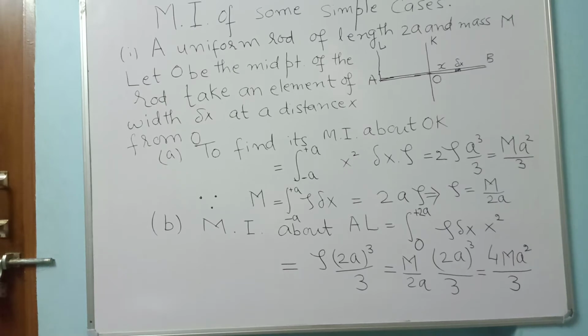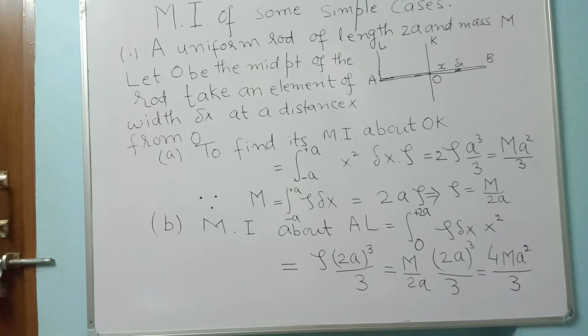Now the next case. What is the next case? We want to find out the moment of inertia of the same rod about an axis AL. This axis is perpendicular to the rod and passing through one end of the rod. So here also you are going to do the same thing, but the only difference is that now you will take your x-axis as AB. You will measure the distance from A. That distance is x, and you will consider a small mass particle delta x.